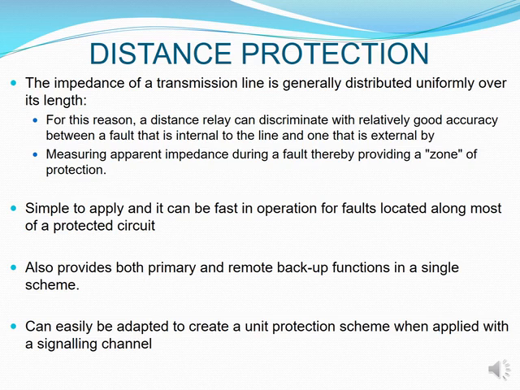Okay, but in this type, we are looking at a different type of zone of protection than what we did previously, and that will be explained in the next slides coming up. This can simply be applied, and it is fast in operation for faults located along most of your protected circuit. It also provides your primary as well as a remote or backup function in one single scheme, and can easily be adapted to create a unit protection scheme if you apply a signal channel to it.